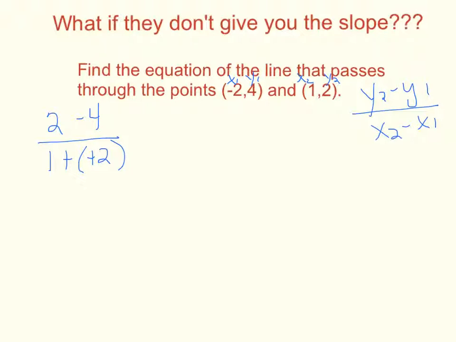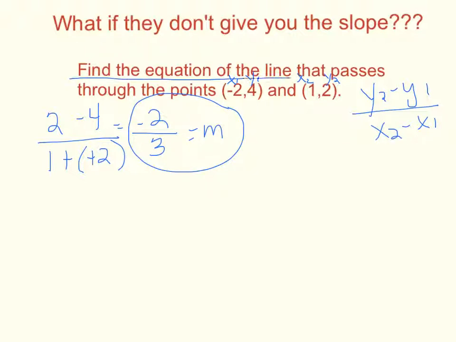2 minus 4 is negative 2. 1 plus 2 is 3. So my slope is a negative 2/3. And that is a negative slope just because of the negative number. And we're not finished because we still don't know what our y-intercept is, and it wants the equation of the line. Okay? So now we know what m is. We're still looking for b.